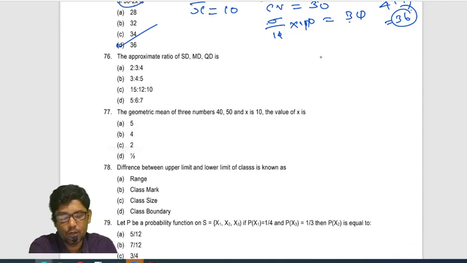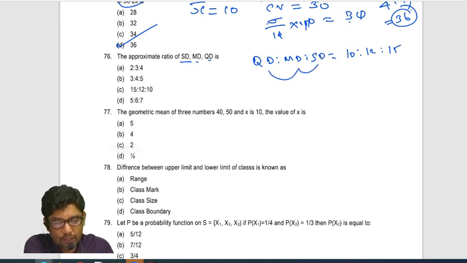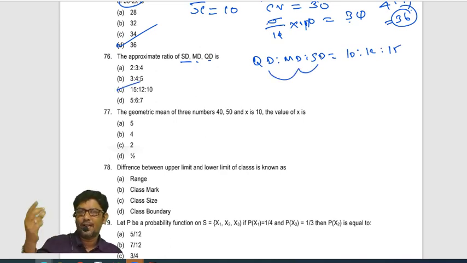Now I think you know the relation between QD, MD, SD. QD is to MD is to SD is equal to what? 10 is to 12 is to 15. But they ask you to find it. SD is to MD is to QD, 15 is to 12 is to 10. I think you know this.